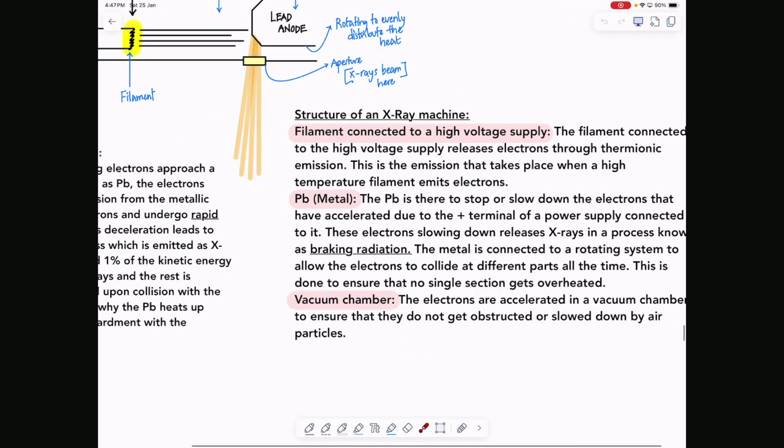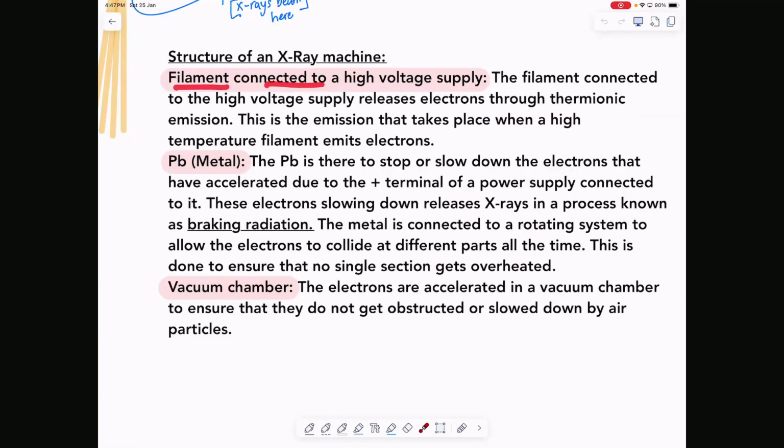And what are the parts of your X-ray machine? This is another question you get. Filament connected to a high voltage supply. The filament connected to a high voltage supply releases electrons through thermionic emission. What's thermionic emission? It's the emission of electrons due to provision of high potential difference or high temperature. This is the emission that takes place when a high temperature filament emits electrons.